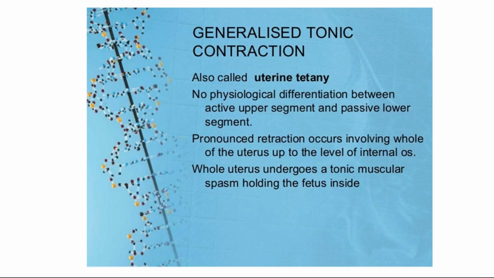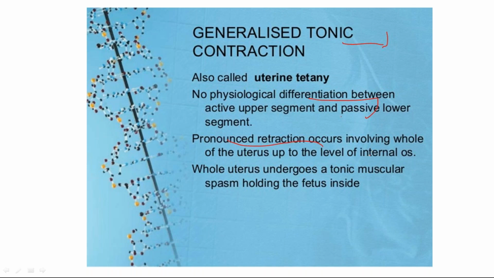Generalized tonic contractions are uterine tetanic contractions. Without any relaxation, the pressure will go up. There is no physiological differentiation between the upper uterine segment and the passive lower uterine segment. Pronounced retraction will occur involving the whole uterus up to the level of the internal os. So there is no demarcation. Physiological demarcation is not there between the active upper segment and the passive lower segment, right?